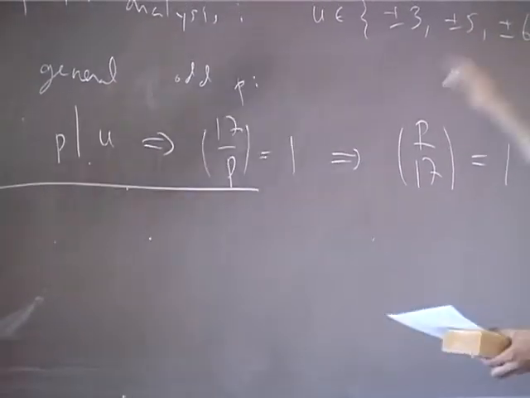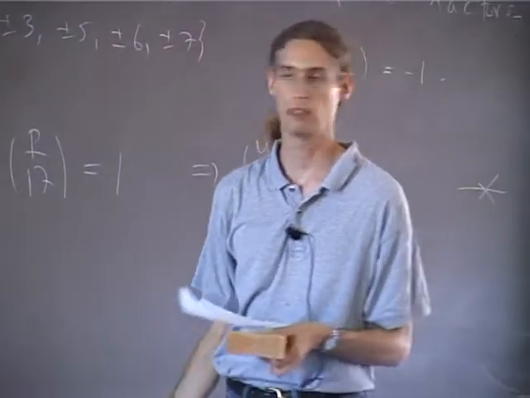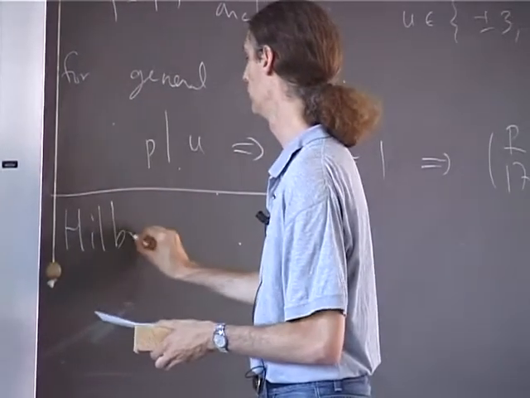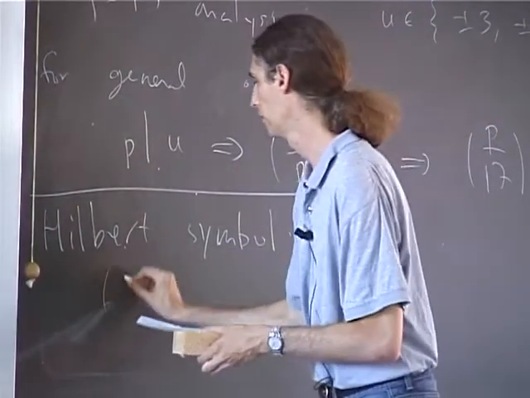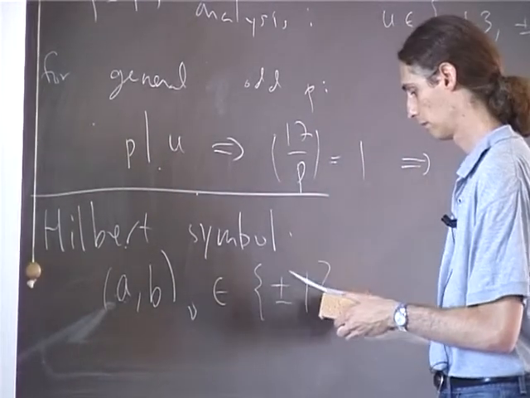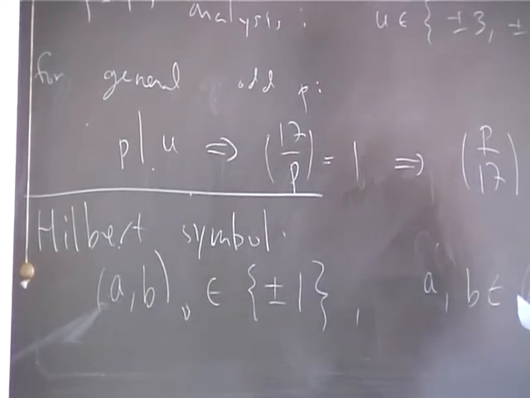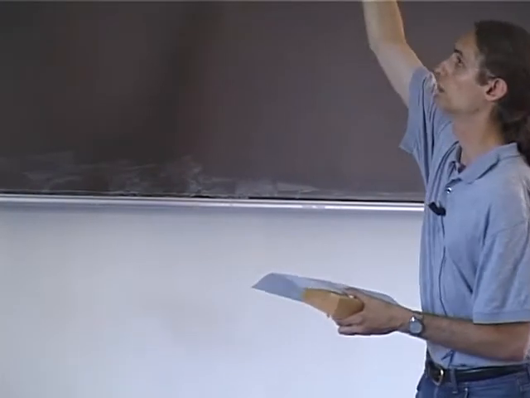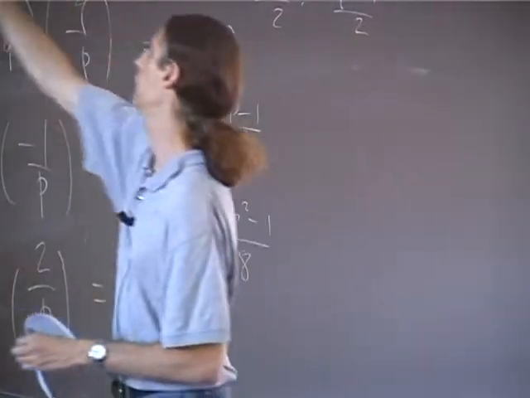Okay, so I think we're happy with this example. We see it uses quadratic reciprocity. Now, I just want to restate things a little bit. There's something called the Hilbert symbol, defined as follows.